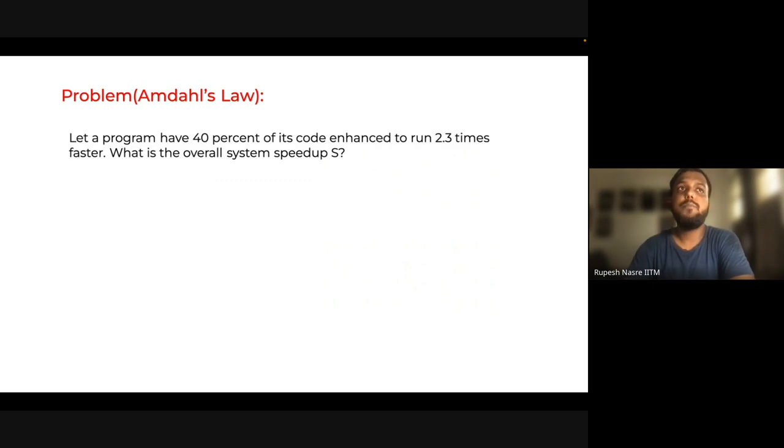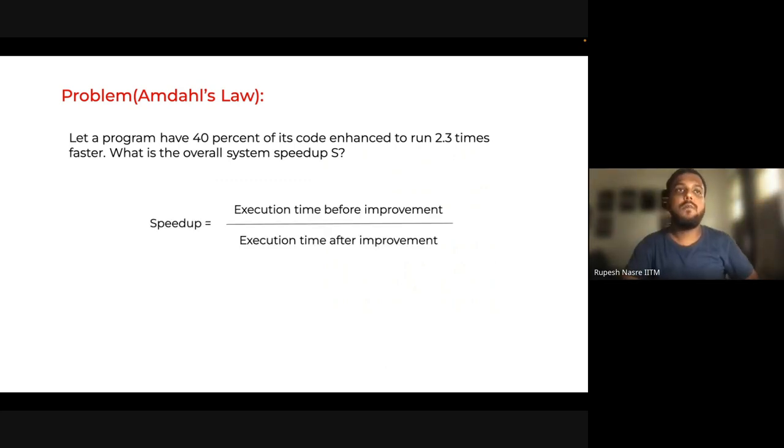So the problem is that a program has 40% of its code enhanced to run 2.3 times faster. We have a program, and 40% of the code can run 2.3 times faster than before. So what is the overall speedup if we speed up this 40% of its code by 2.3 times? The formula for speedup is execution time before improvement divided by execution time after improvement. So can you solve it for me? With this formula, I want you to think about how to get the exact speedup. I can also provide the formula, but it will restrict you from thinking.